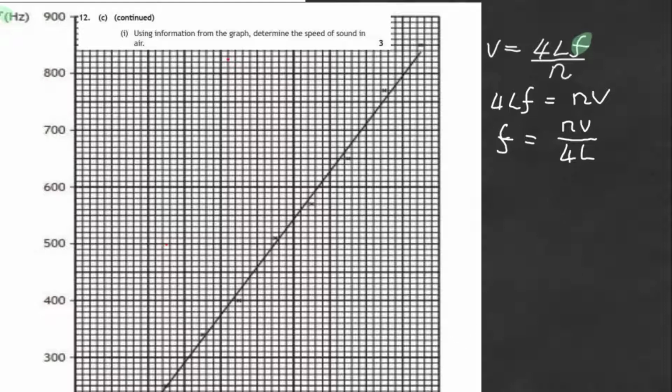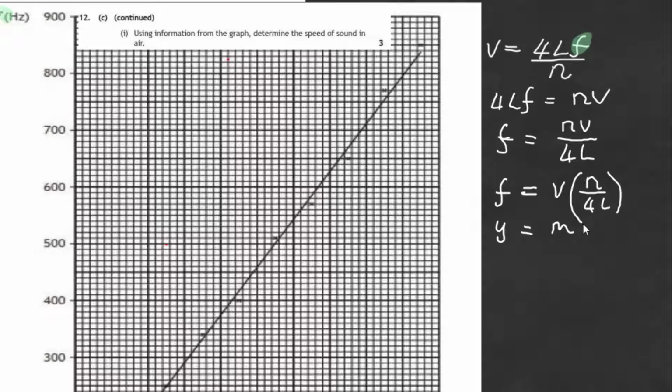Now, a very important thing to know is that this is a straight line, and straight lines are usually of the form y equals a gradient times something to do with x. Our y is going to be the frequency, so we'll map that with y. The frequency is going to equal v, I'll write it this way, times a bracket of n over 4L. That v will really be the gradient m, and n over 4L, as you can remember, is in fact the x variable.